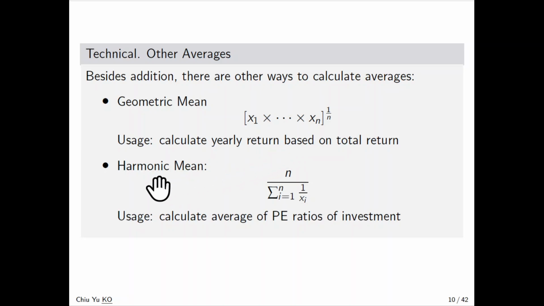And the other one is the harmonic mean, which is less common, but sometimes you would use it. The formula is also a fraction. Okay, remember the arithmetic mean has n in the denominator, but now we put n as the numerator. Okay, and the denominator now is the sum of the inverse of each observation, that is 1 over xi. Okay, and we often use it to calculate the average of ratios. So this is less commonly used, but the harmonic mean does have its own purpose.